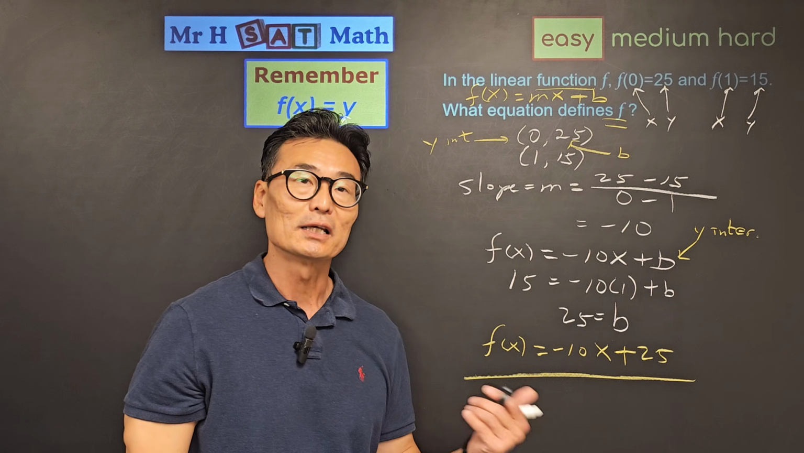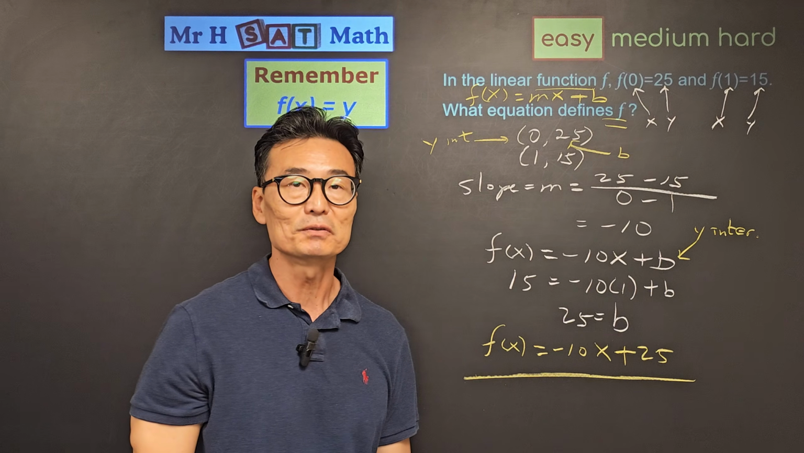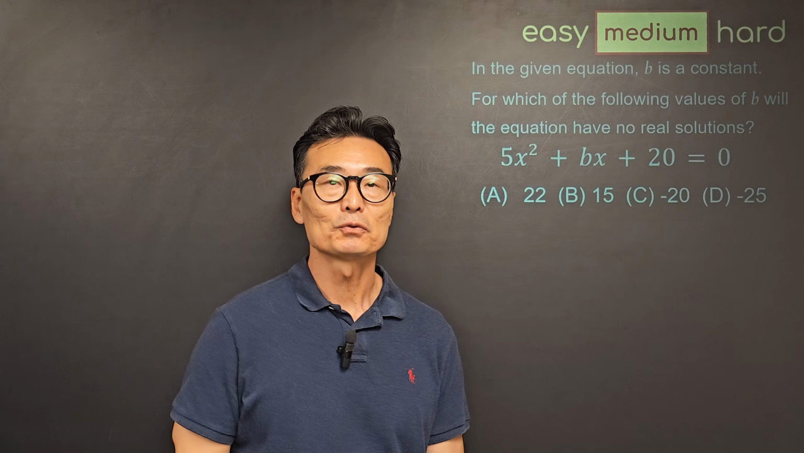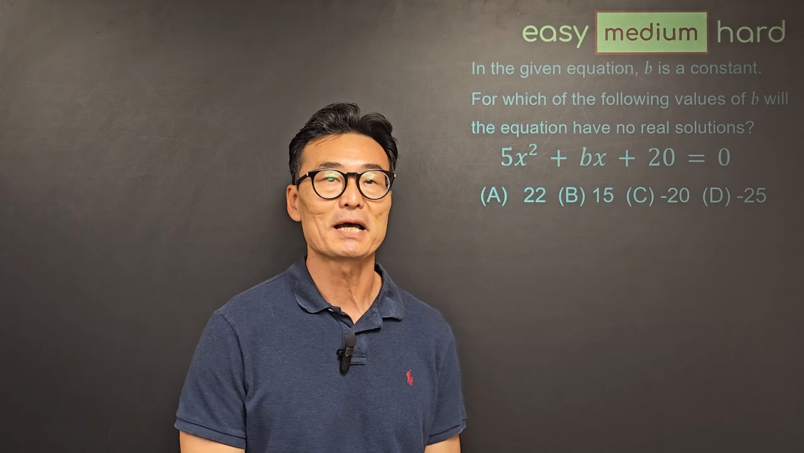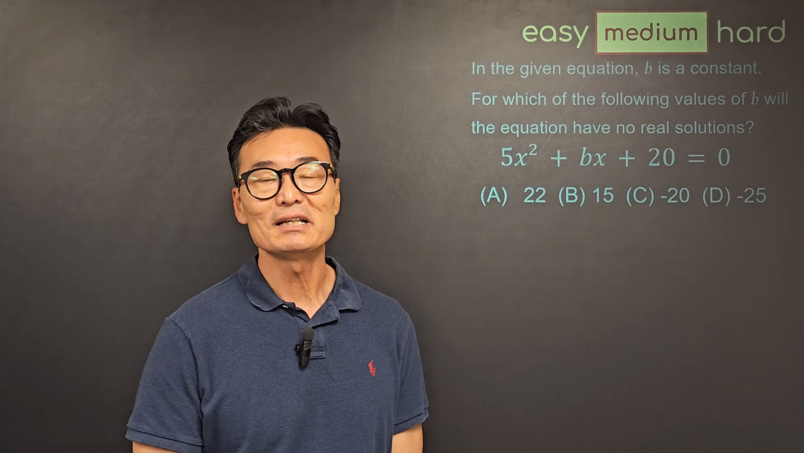Now let's go on and do another one that's going to be a little bit more challenging, a medium difficulty level for the SAT math. For this medium difficulty level question, we're going to be using a rule that you'll all need for the SAT math. Let's begin. The problem says, in the given equation, b is a constant.